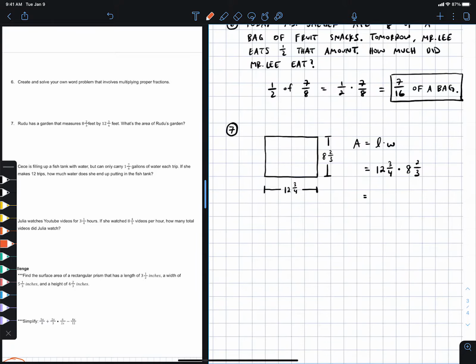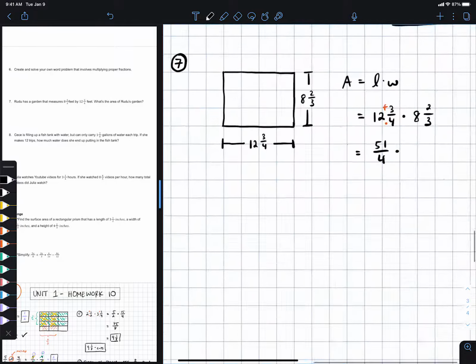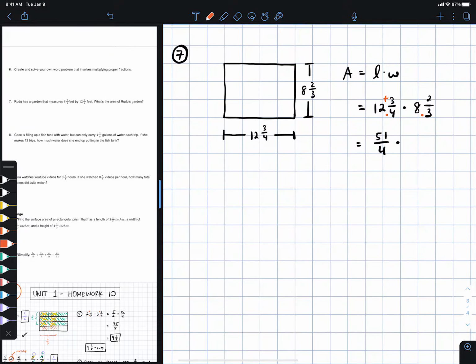If we turn these to improper fractions, 12 times 4 is 48 plus 3. That'll be 51 over 4. And I guess I can make this a little bigger, right? Let's see, 8 times 3 is 24 plus 2. That's going to be 26 over 3. Ooh, I think I can see some cross-canceling here. So 4 and 26, you can divide them both by 2. We'll get 2, and we'll get 13. And I see one more thing here. 3 and 51. Remember, 5 plus 1 is 6, so it's divisible by 3. So that's going to be 1, and that's going to be 17.